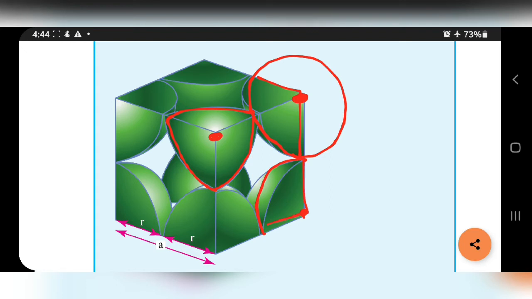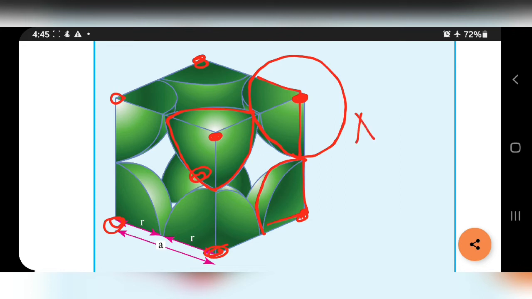So from this diagram we can understand that simple cubic means atoms are present at the corners. In each cube there are 8 corners. So at 8 corners, 8 atoms are present, but all the atoms are not full atoms, only parts of the atom. That we can understand by using this picture.